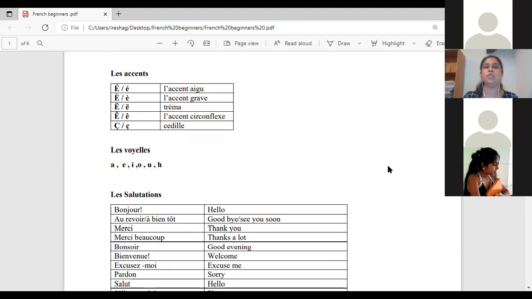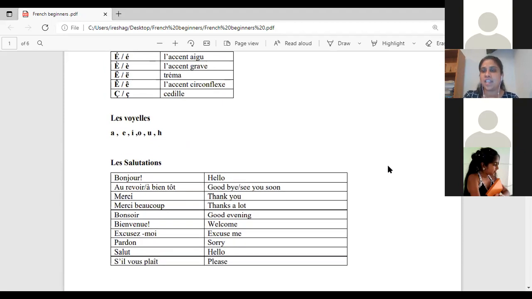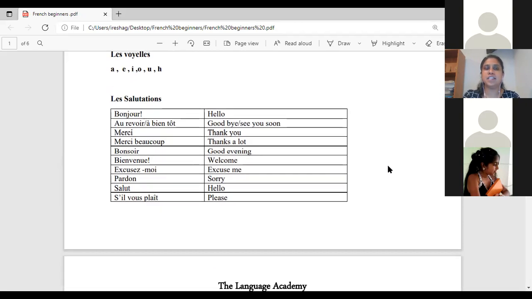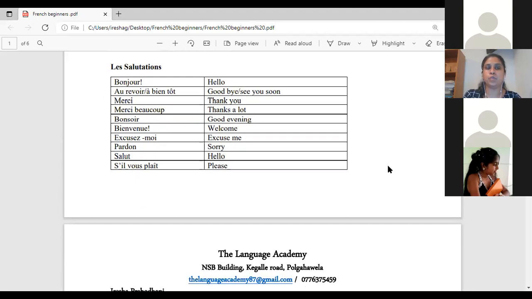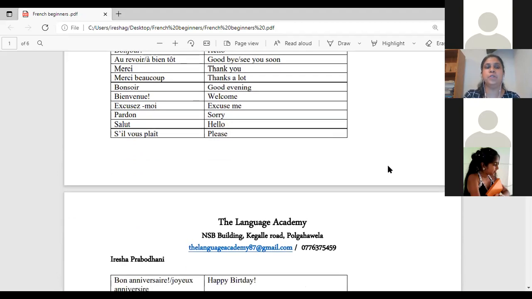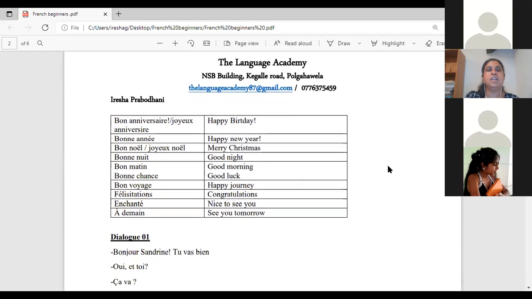And then you have les voyelles, the vowels in the French language: A, E, I, O, U, H. So you have an additional letter, that is H. And then les salutations: bonjour, au revoir, à bientôt, merci, merci beaucoup, bonsoir, bienvenue, excusez-moi, pardon, salut, s'il vous plaît, bon anniversaire, joyeux anniversaire, bonne année, joyeux Noël, bonne nuit, bon matin, bonne chance, bon voyage, félicitations, enchanté, à demain.